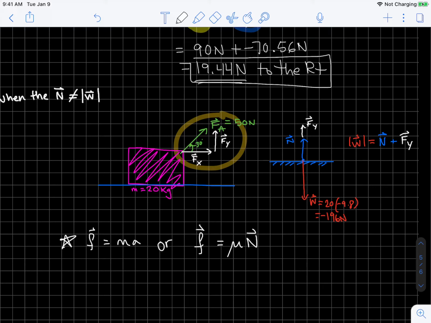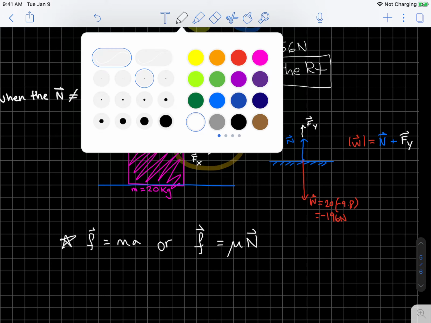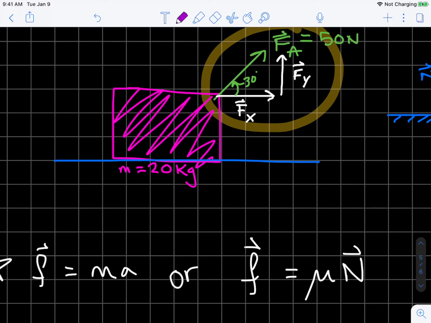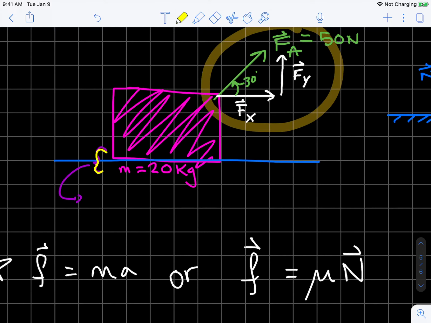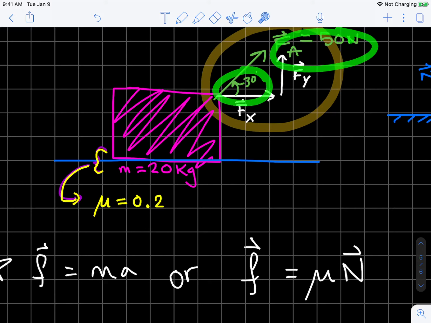All right, so the last video we set all of this up. Now we're going to do some calculations. So let's assume that the coefficient of friction between the surface and the box, which is this Greek letter mu, is equal to 0.2. Calculate the friction that is created by this applied force, 50 newtons, at an angle of 30 degrees.